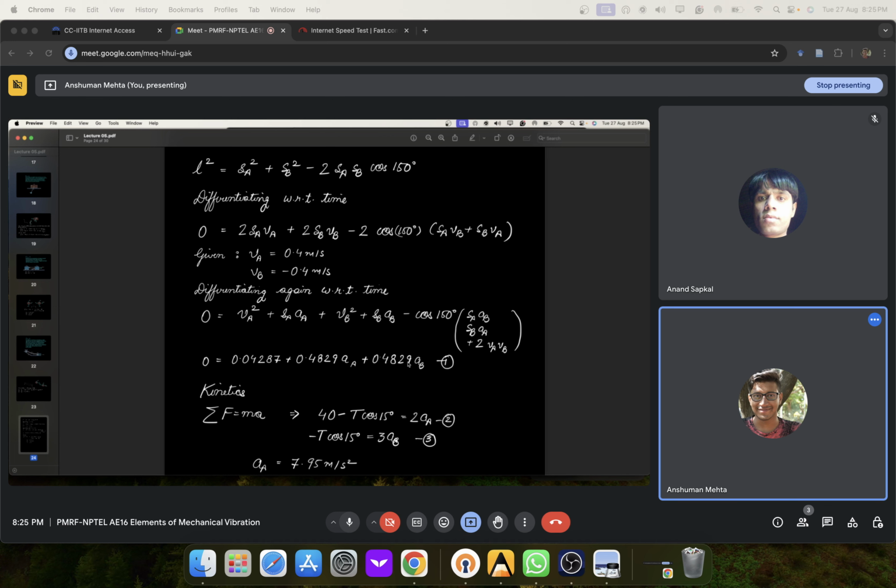so if we differentiate it with respect to time, L square is constant and it will be 0, S A will be 2 S A V A plus 2 S B V B minus 2 cos 150 degree, and here S A V B plus S B V A.